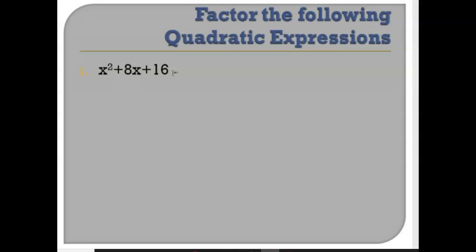So I have 3 terms. The last term is positive. The first and last terms are perfect squares. And 2 times both of their square roots is in fact the middle term. So what that means is this factors as x plus 4 times x plus 4, or as x plus 4 squared.